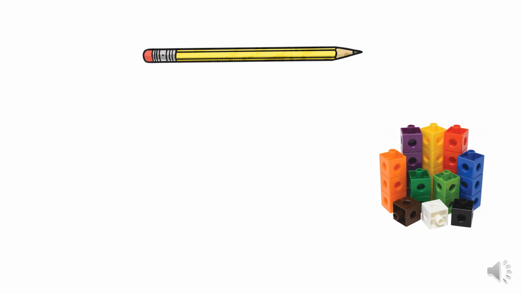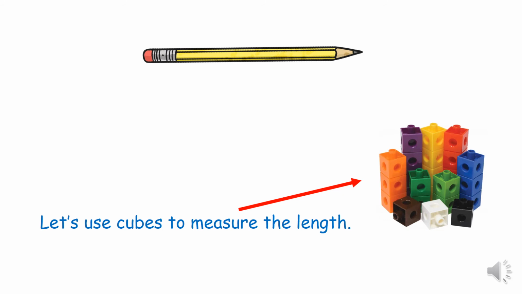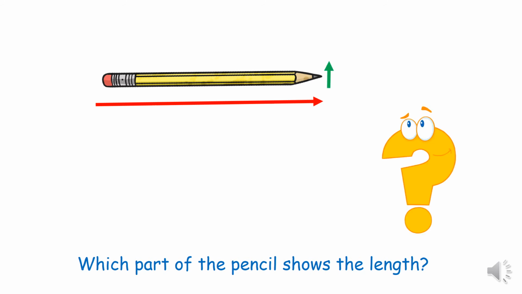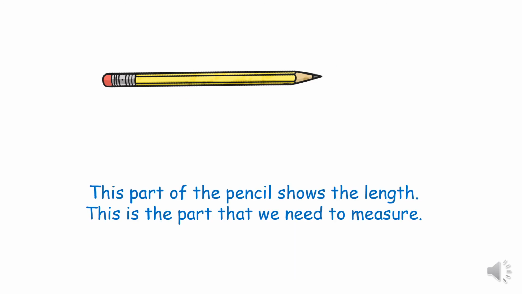Let's try again, but instead this time we're going to use a pencil. And let's measure it again using some cubes. Before we can do that, we need to decide which is the length that we're going to be measuring, which is the longest part of the pencil. Is it this part? Or is it this part? What do you think? The part of the pencil that we're going to measure is this. This is the length, as this is the longest side of the object.